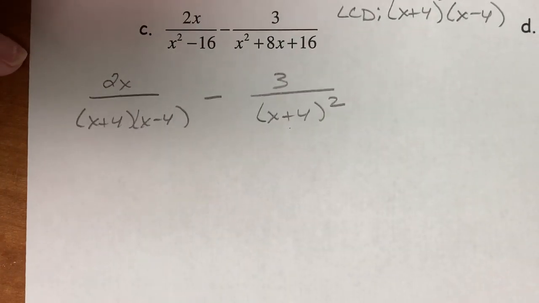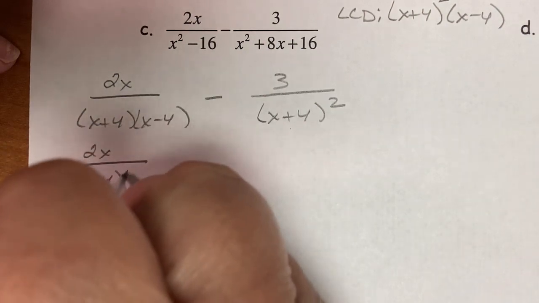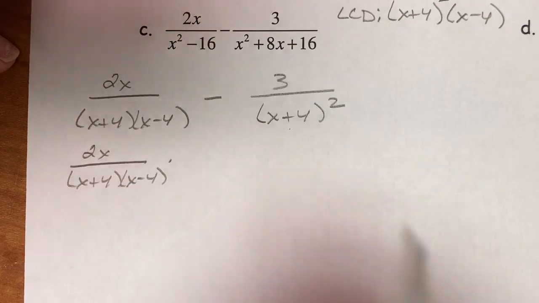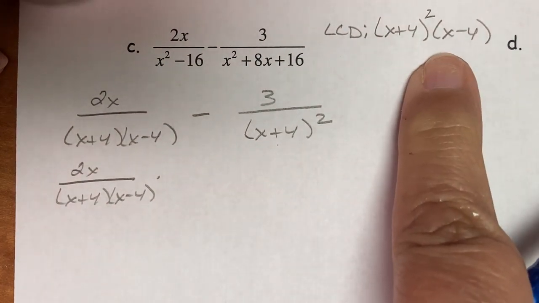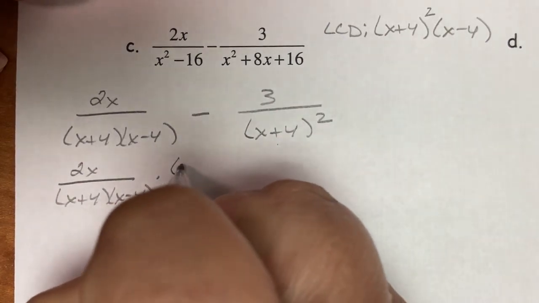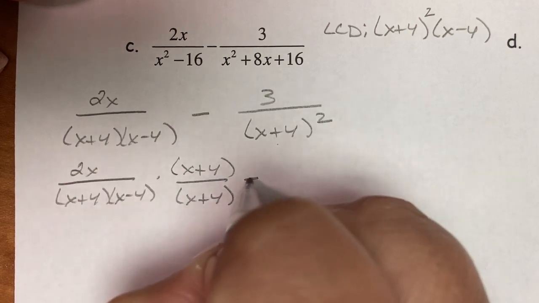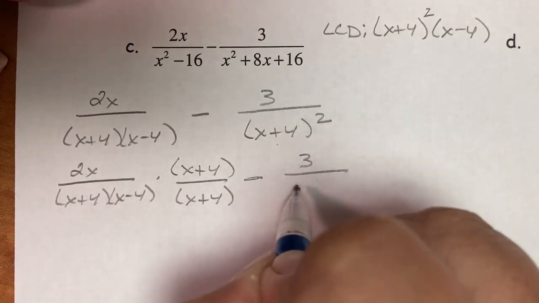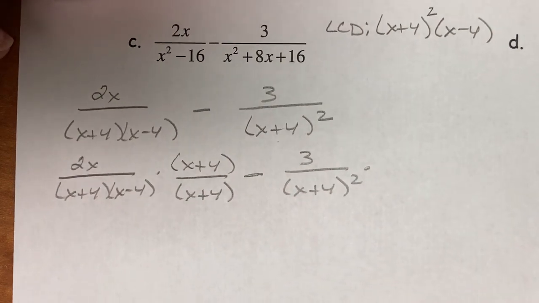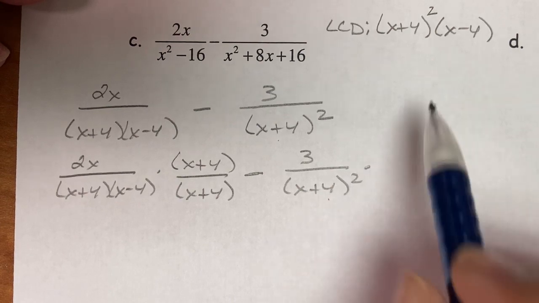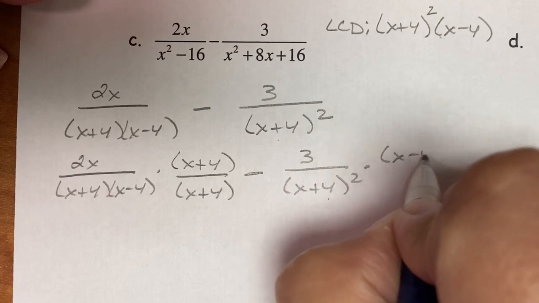All right, so here we go. Let's rewrite the first fraction. x plus 4 times x minus 4 in the denominator. Now remember, we want this denominator to look like my lowest common denominator. What's missing? Well, the x plus 4. So I need to multiply top and bottom by x plus 4. Let's go ahead and let's rewrite the second fraction. And again, I need this denominator to look like my lowest common denominator. What's missing? We're missing the x minus 4.